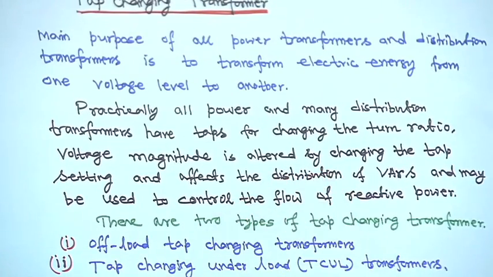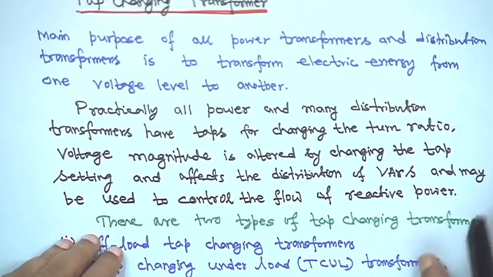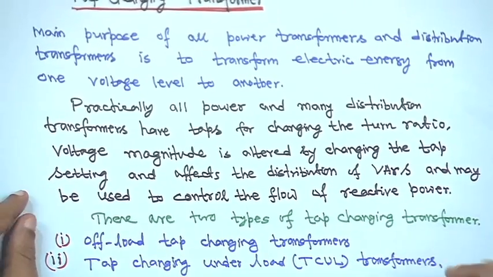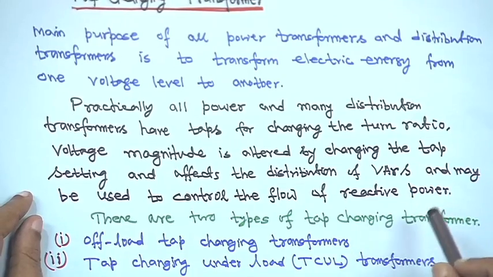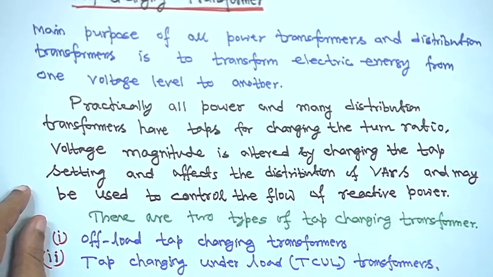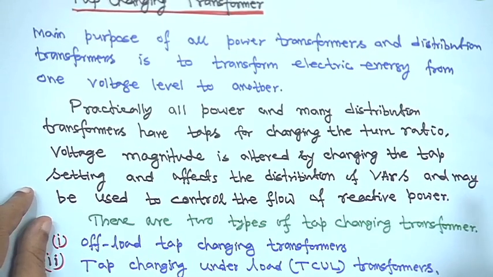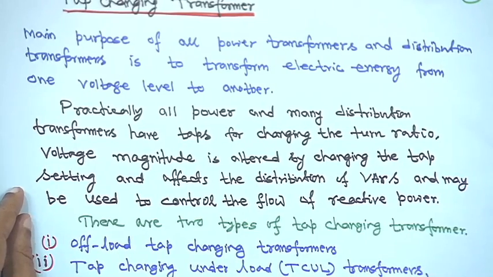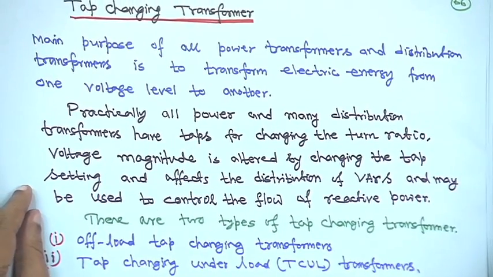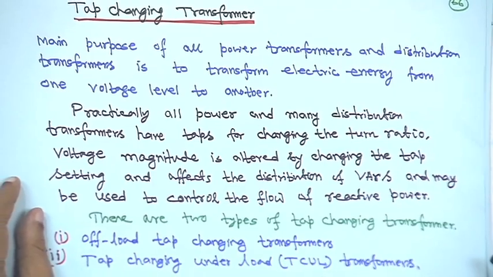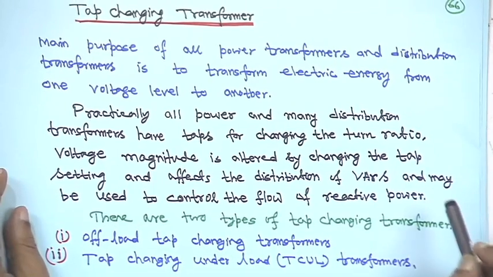Now, tap changing transformers. The main purpose of our power or distribution transformer is basically to transform electrical energy from one voltage level to another voltage level, right. So, practically all power and many distribution transformers have taps for changing the turns ratio. Voltage magnitude is altered by changing the tap setting, which affects the distribution of var, that is volt-amperes reactive, and may be used to control the flow of reactive power, right. That is for the tap changing transformer.